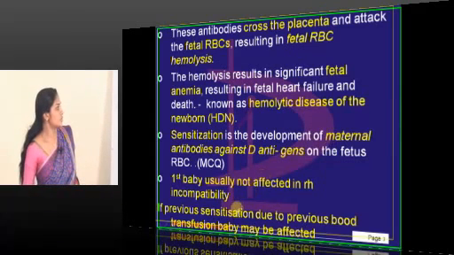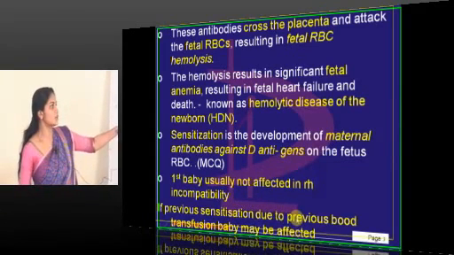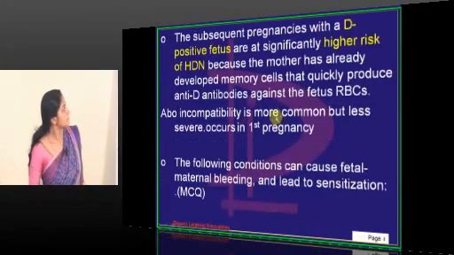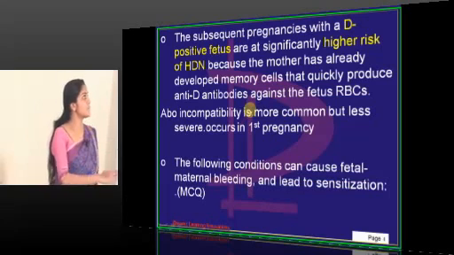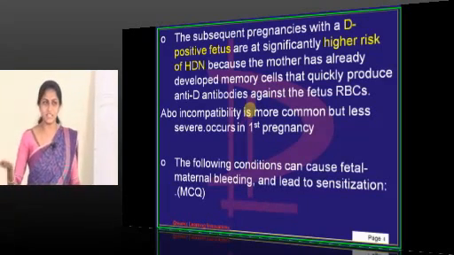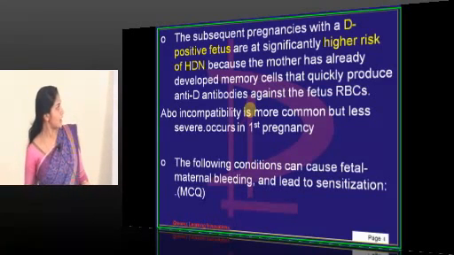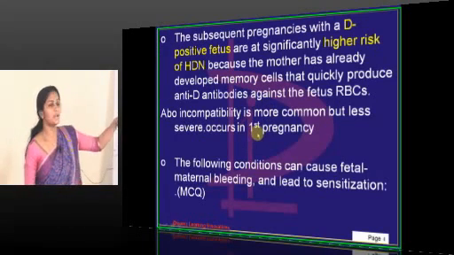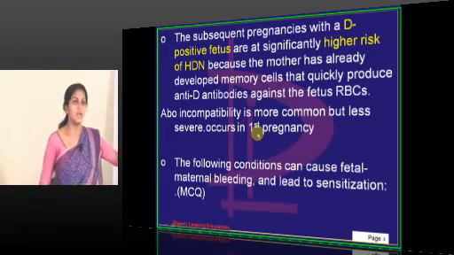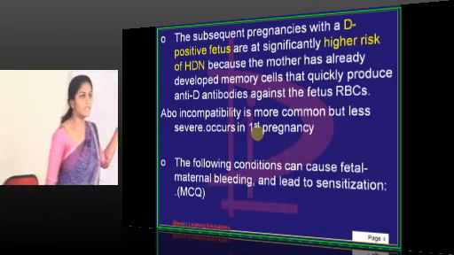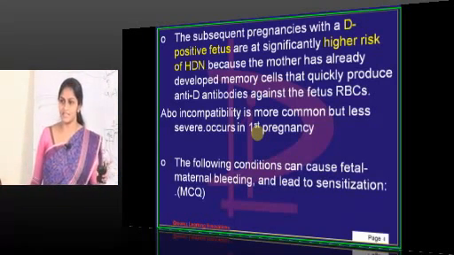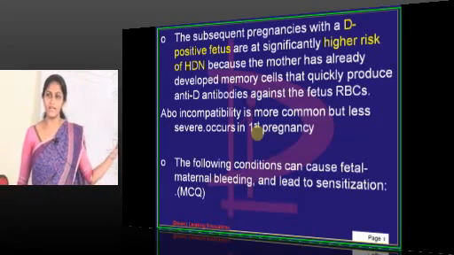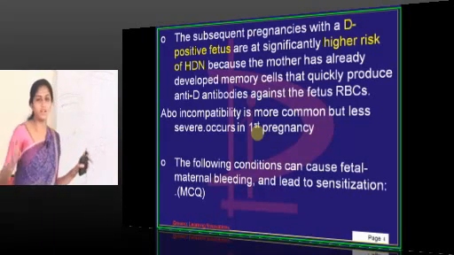The first baby is not usually affected. Previous sensitization can occur due to previous blood transfusions. That's why subsequent pregnancies are very dangerous. The first pregnancy may or may not be harmful. But ABO incompatibility is more common in the first pregnancy. Remember this difference. Compared to Rh incompatibility, ABO incompatibility is not very dangerous. It may cause jaundice, okay? But compared with Rh negative, which is very dangerous once it occurs. So these are all the differentiating points.